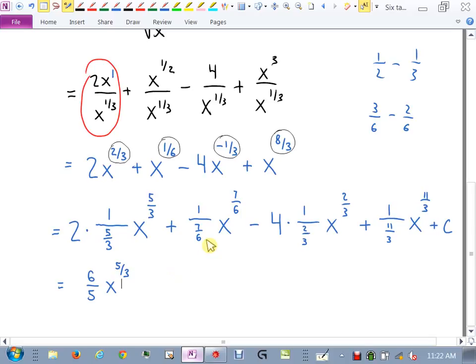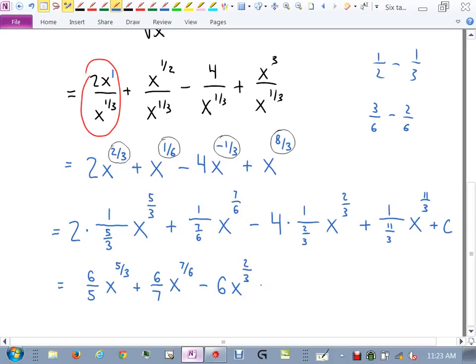All right, what about the next one? 6/7, x to the 7/6, minus 6, x to the 2/3. So that fraction actually simplified to be an integer.